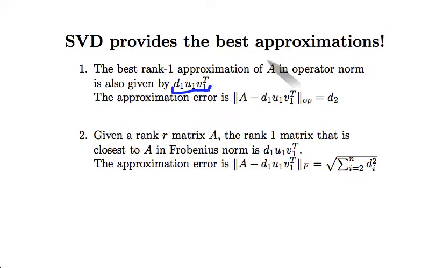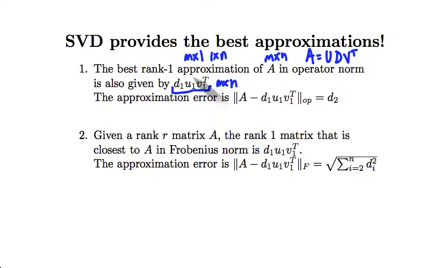Remember that if A is an M cross N matrix whose SVD is U D V transpose, then the Ui is an M cross 1 vector. The Vi transpose is a 1 cross N vector. And so Ui Vi transpose is an M cross N matrix. D1 is just a scalar which multiplies this M cross N matrix.